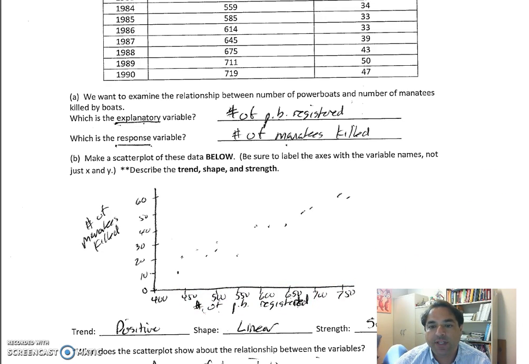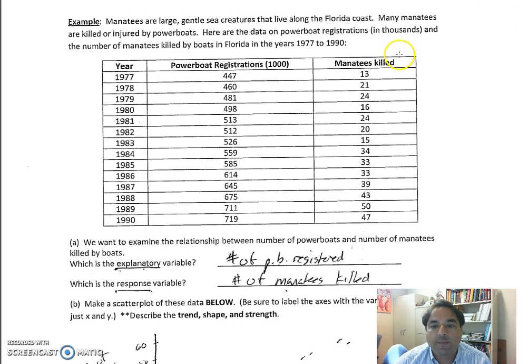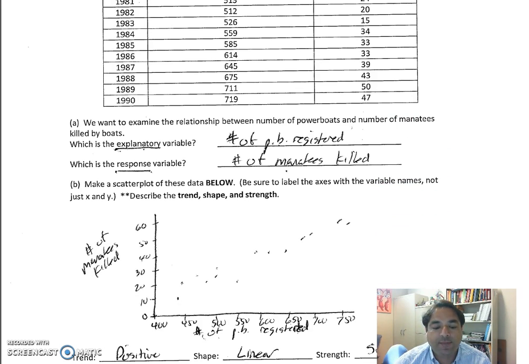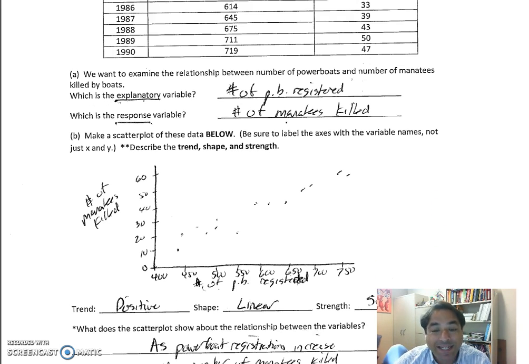And we'll do the same thing for the manatees killed. The lowest is 13, the highest is 50, so be careful there. So again, thinking about that, I'm going to start at 0 and go to 60, counting by 10s. But again, you could have gone from 10 to 60, counting by 10s. The idea is that we want to make sure all the data is represented a little bit before and a little bit afterwards. Okay, so all of that is done ahead of time.